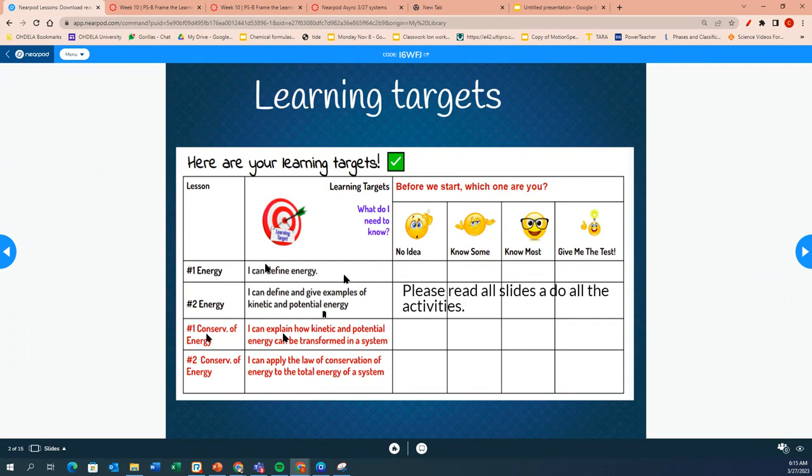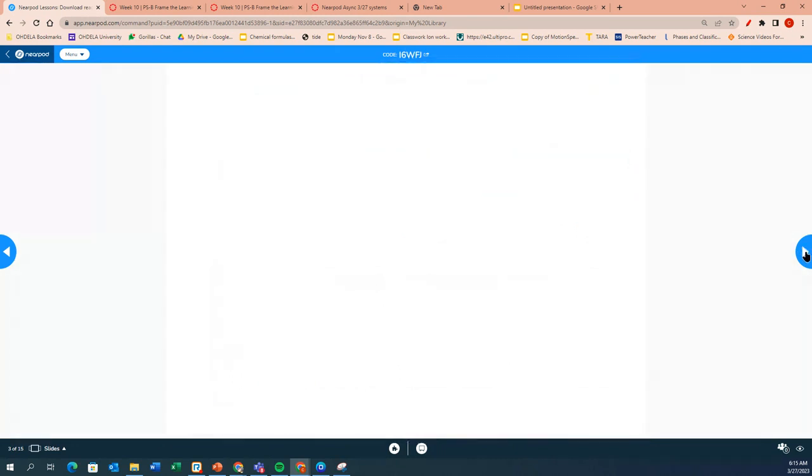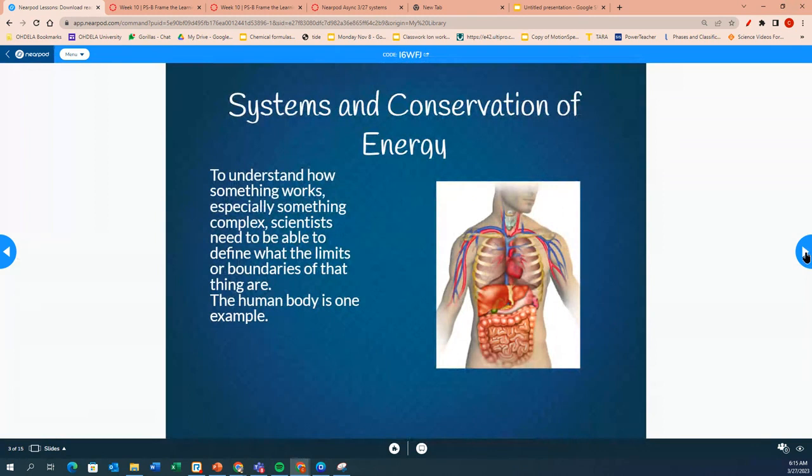Conservation of energy: I can explain how kinetic and potential energy can be transformed in a system, and I can apply the law of conservation of energy to the total energy of a system. So those are some of the calculations we'll be doing this week. Systems and conservation of energy.